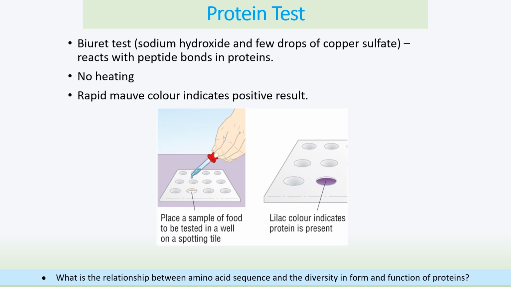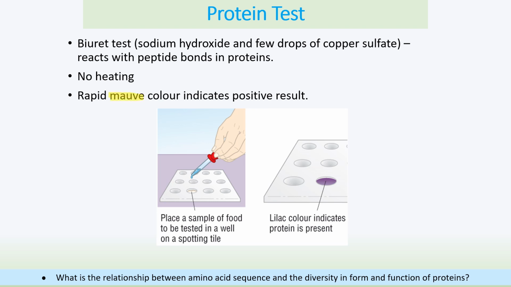The protein test is the Biuret test. It reacts with the peptide bonds in proteins. You don't have to heat it. I'm only mentioning that because some people get it confused with Benedict's test. It goes rapidly into a purple, lilac or mauve colour if you get a positive result.